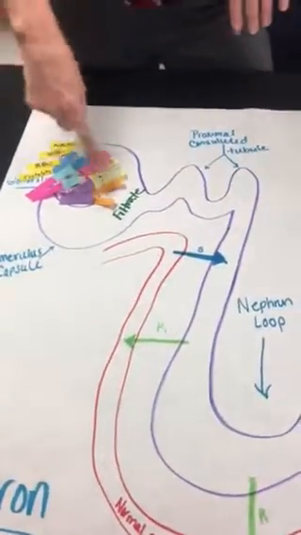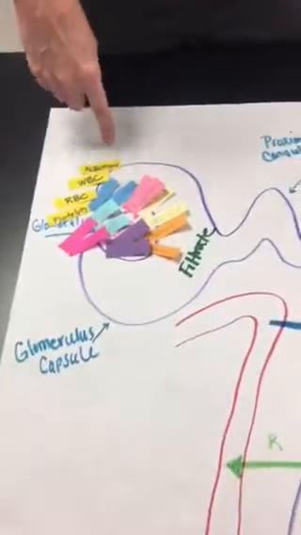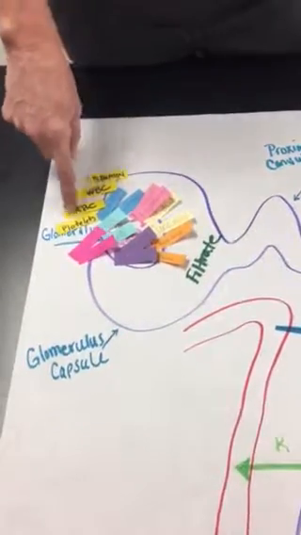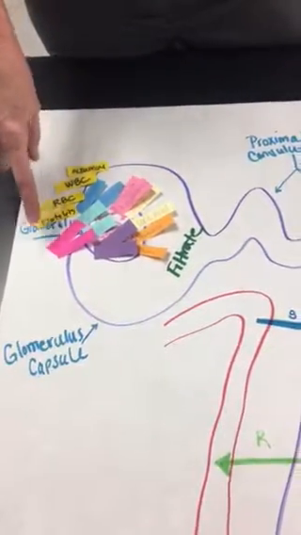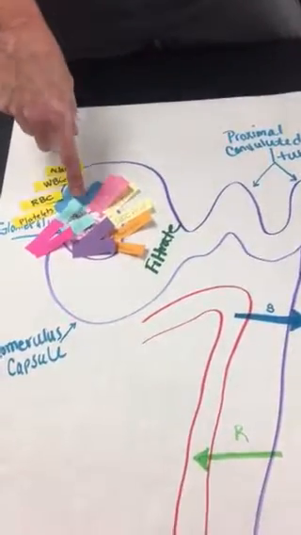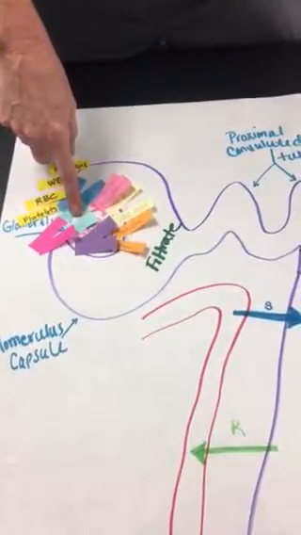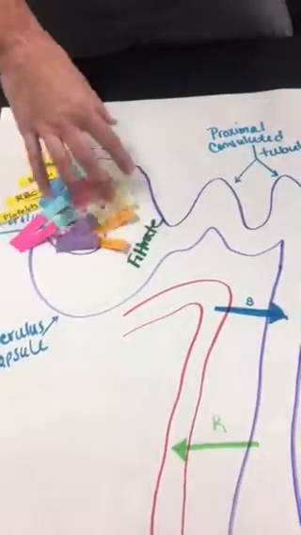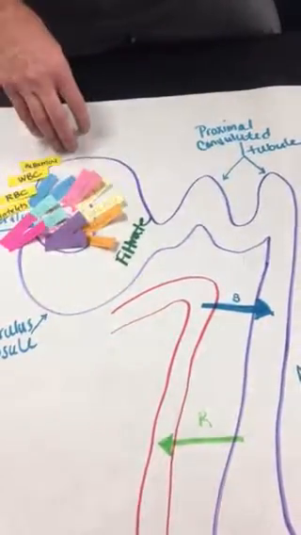Okay, so normal blood is going to have albumin, white blood cells, red blood cells, platelets, nutrients like glucose and amino acids. It's going to have some electrolytes, water, and waste products like creatinine, uric acid, and urea.